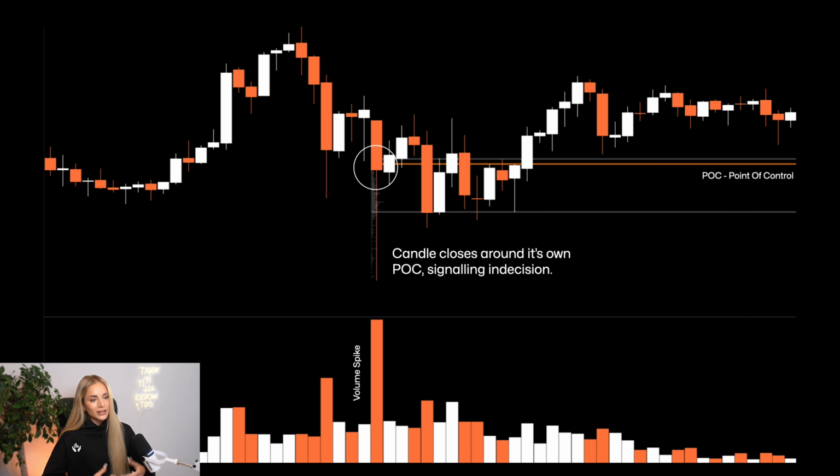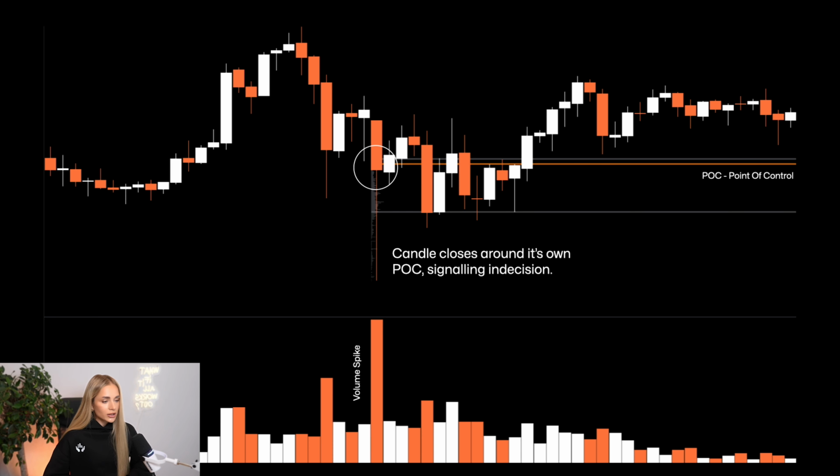But what happens if, for example, the body of the candle closes around the point of control itself or inside of the value area? Well, it generally signals indecision and indicates that it's not yet the time to enter a new position. The volume might have come from a big institution closing their positions rather than opening new ones, and in some cases, a reversal might follow.